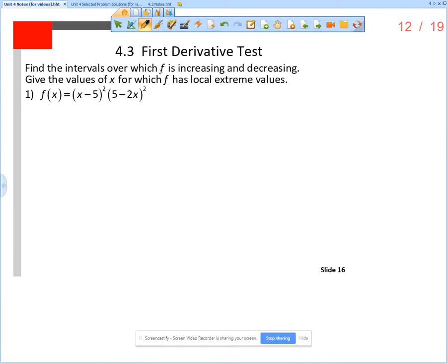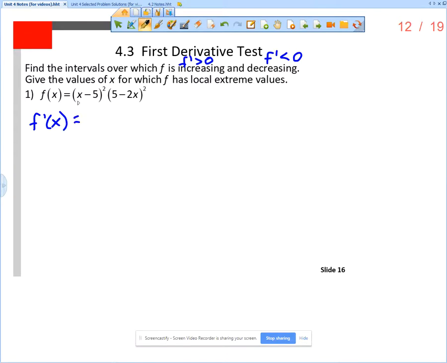So how do I know when f is increasing? That means f prime is greater than 0. Decreasing, f prime is less than 0, right? Local extreme, obviously, changing from positive to negative or negative to positive. So what do we need to do? Well, first step is going to be find f prime.